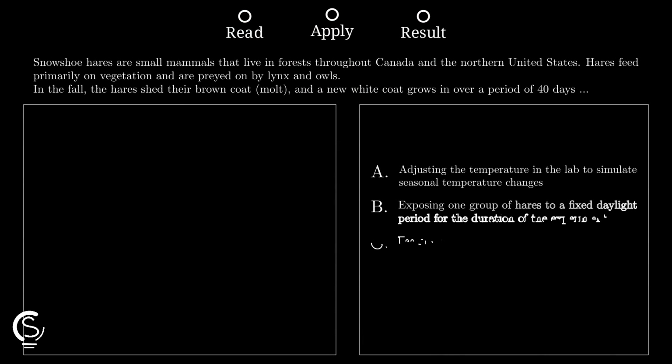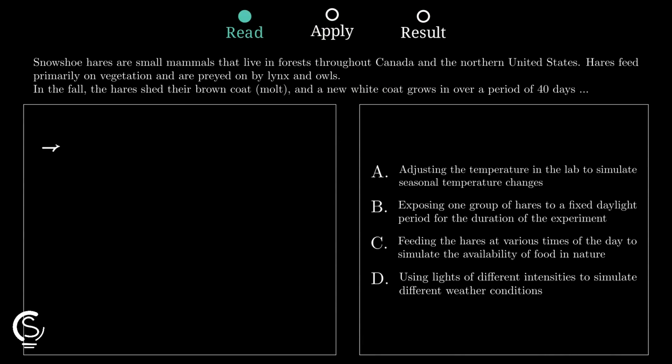To determine if changes in daylight truly cause the molting, we must isolate that specific variable. A proper control group is essential to compare against our experimental group of hares. This ensures that any observed changes in the fur color are actually caused by the shifting light periods rather than other environmental factors like temperature or food availability in the lab.